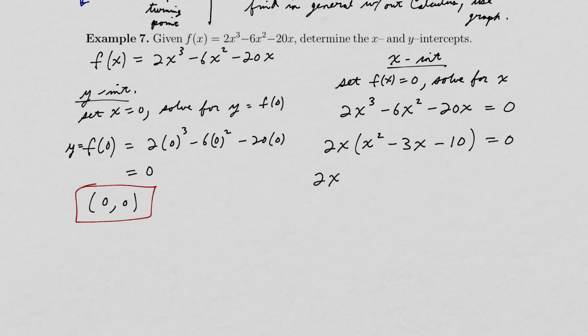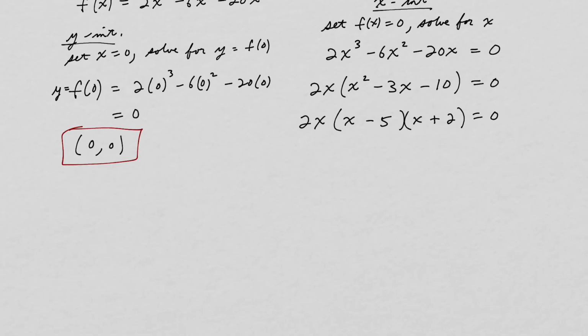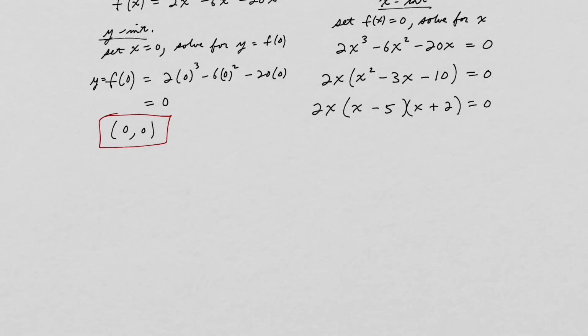Let's try it. This is the simple case, like the BC rule. I just need to find two numbers that multiplied give me negative 10 and added give me negative 3. I guess negative 5 and positive 2 will work. Great. So now I can set each of those equal to 0. One possibility is that 2x is 0. Another possibility is x minus 5 is 0. Another possibility is x plus 2 is 0. The first one, if I divide by 2, just gives me x is equal to 0.